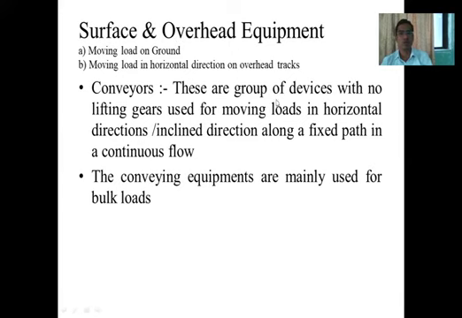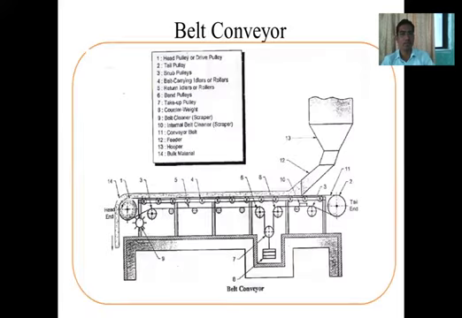Conveyors are a group of devices with no lifting gears used for moving the loads in a horizontal or inclined direction along a fixed path in a continuous flow. So this is the definition of conveyors. The conveying equipments are mainly used for bulk loads, just like coal, mineral ore, cement, stone, etc.